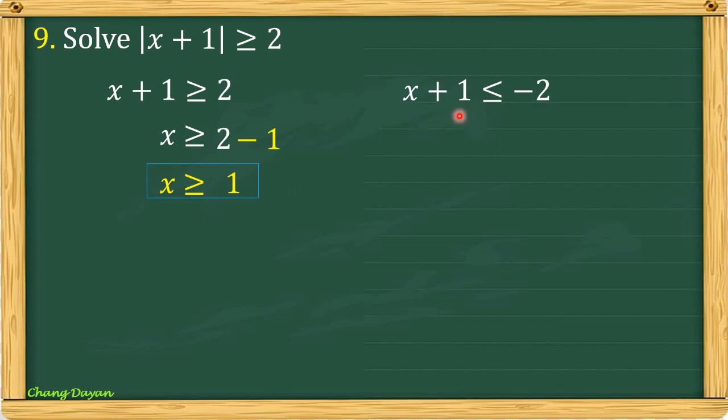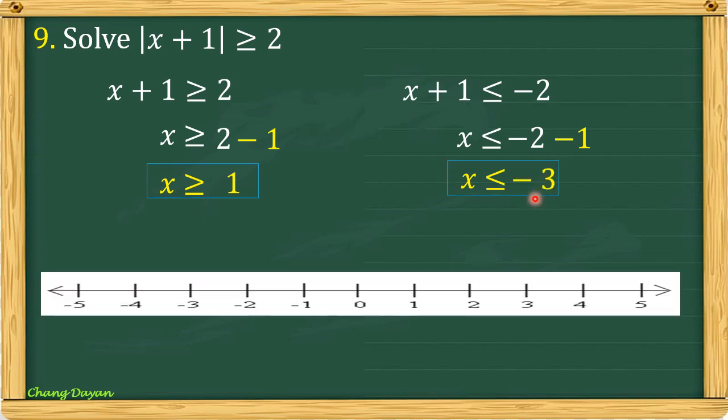The other equation is x plus 1 less than or equal to negative 2. So as you see, inverse itong less than or equal to. Inversion nito. And then yung negative 2 ay inverse ng positive 2. So x less than or equal to negative 2 minus 1. Therefore, x is less than or equal to negative 3, since negative 2 minus 1 is negative 3.